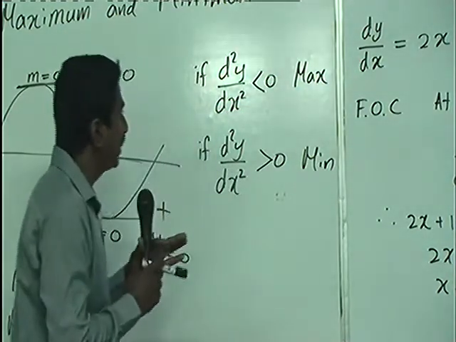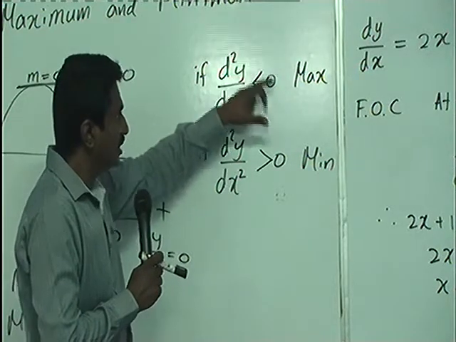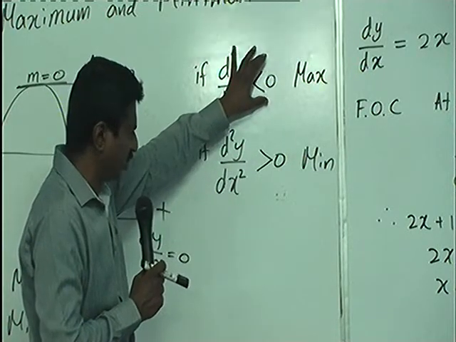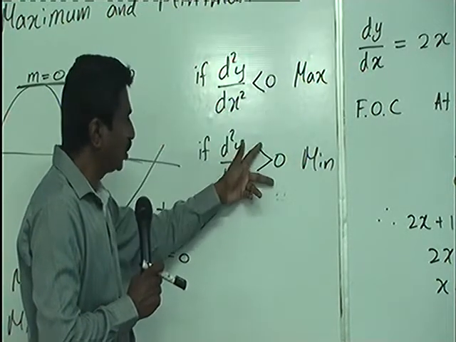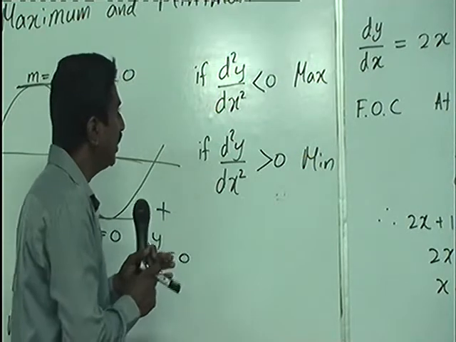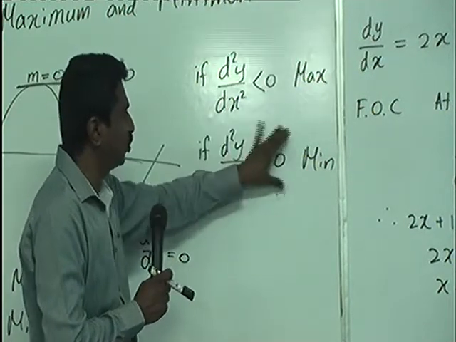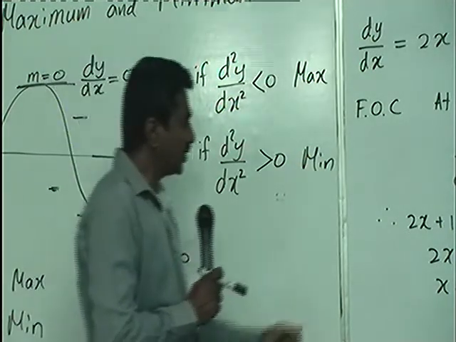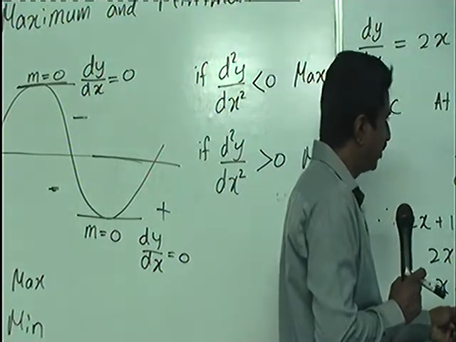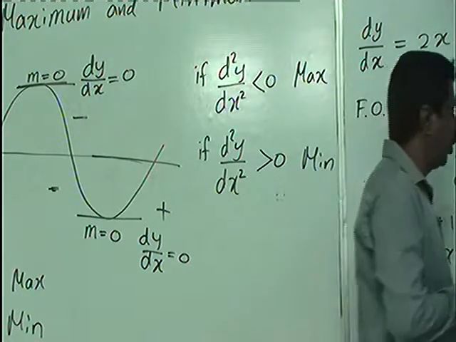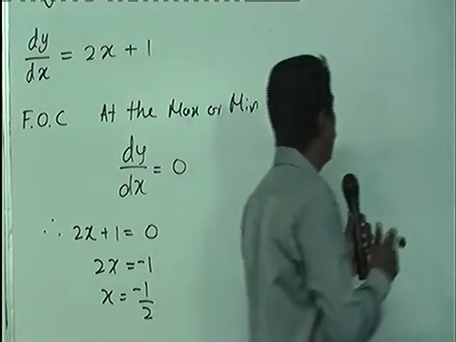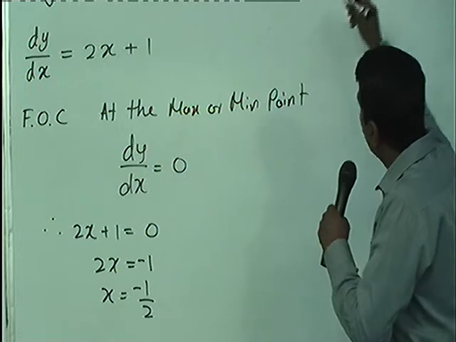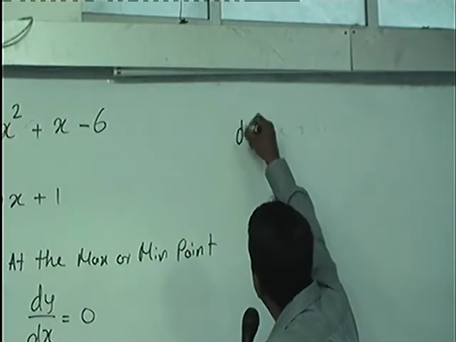If the second order is negative, maximum; positive, minimum. Right? So, negative maximum, positive minimum. Look at the question. In this question, we got x equals minus half. Then we need to find out whether this point is a maximum point or a minimum point. So here, I will obtain the second order differentiation.